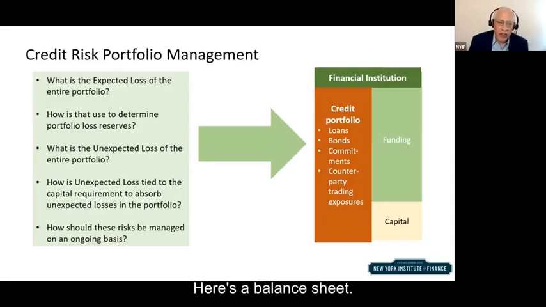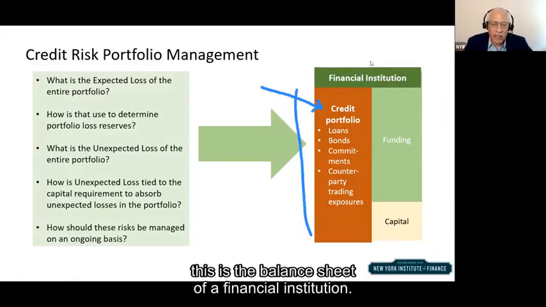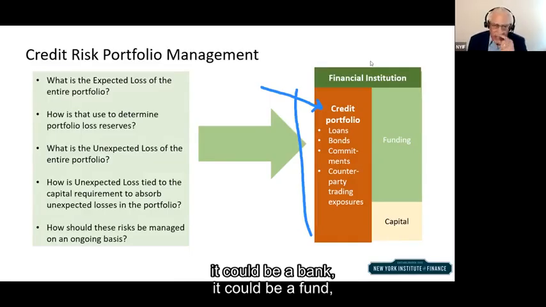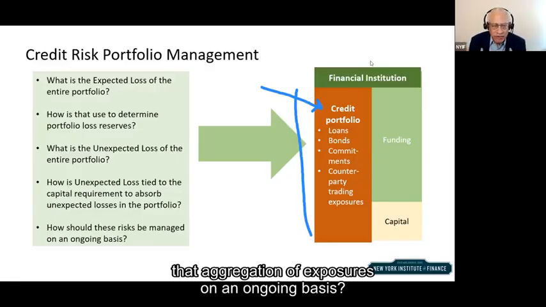So here's a balance sheet. This is not the balance sheet of a company. This is the balance sheet of a financial institution. It could be an insurance company, it could be a bank, it could be a fund. It has a portfolio of credit exposures: loans, bonds, commitments, counterparty trading exposures. So how does it manage that aggregation of exposures on an ongoing basis?